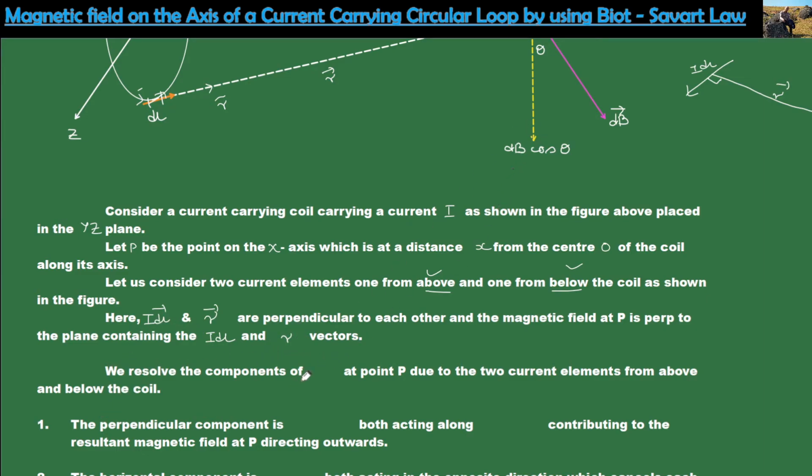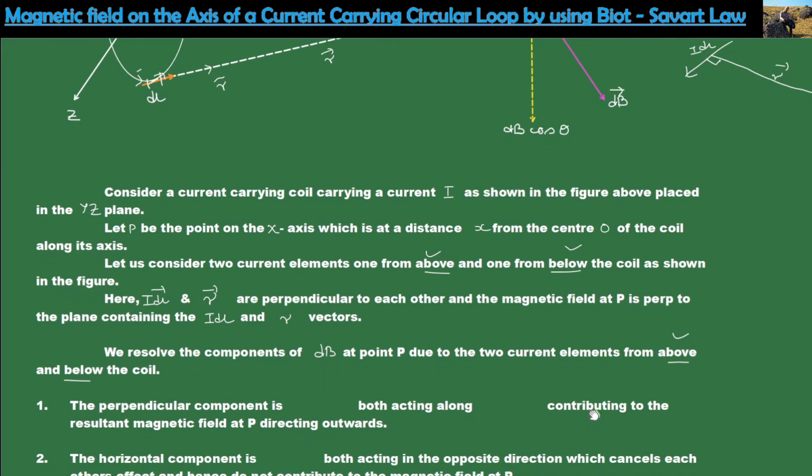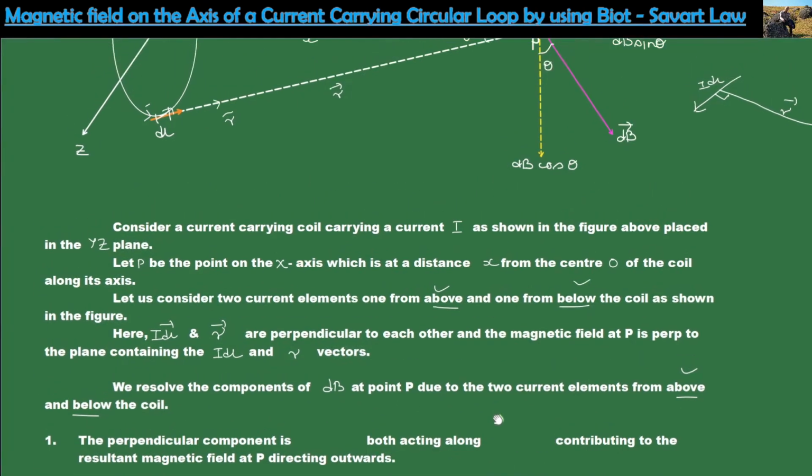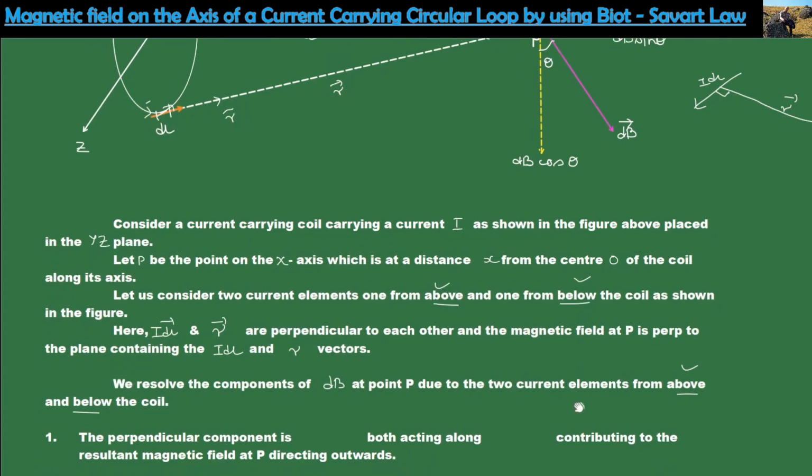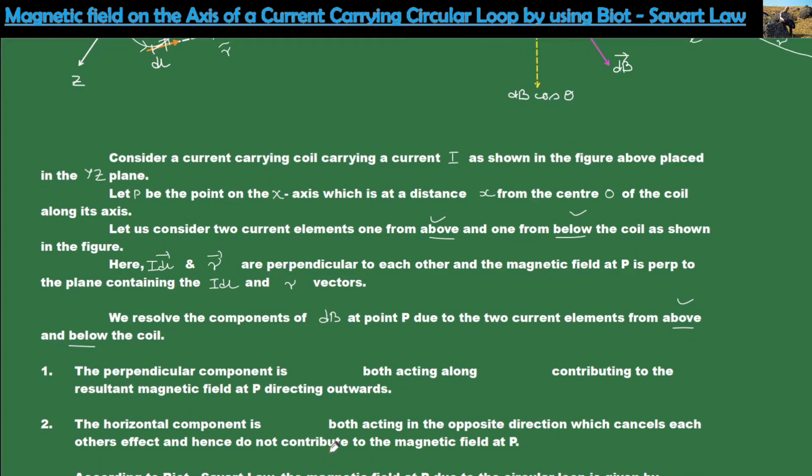What do you have to resolve? You have to resolve the components of dB at P due to the current elements, one from above and one from below. So what was the perpendicular component? This dB sine theta is our perpendicular component. This dB cos theta is our horizontal component. So the perpendicular component will be dB sine theta.